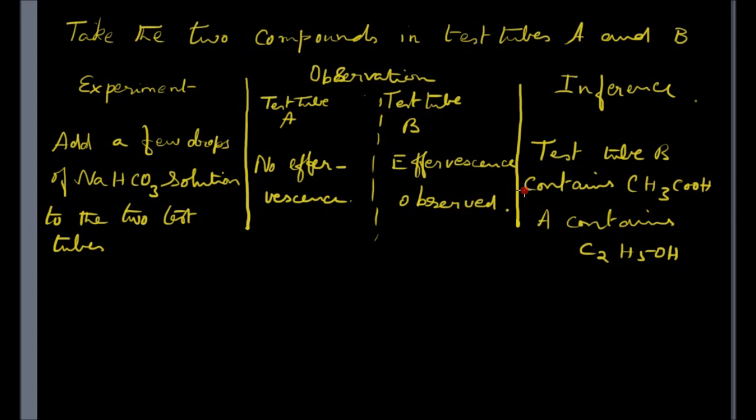You can also write it as a paragraph answer where you state clearly that the two compounds are taken in two test tubes labeled A and B. To each test tube, a few drops of sodium bicarbonate solution are added. The one in which effervescence is noticed is the acid. The other one is the alcohol. You can write like that also, but this is one of the easy and good ways of presenting the answer because you are used to writing like this in your practical record also.